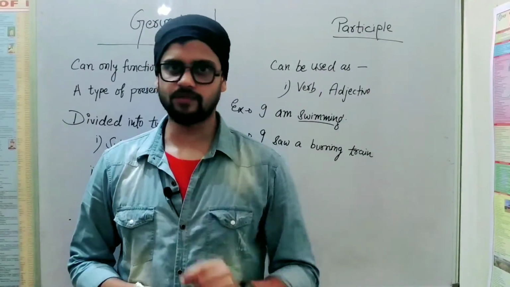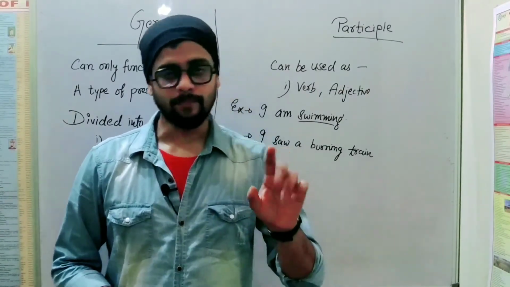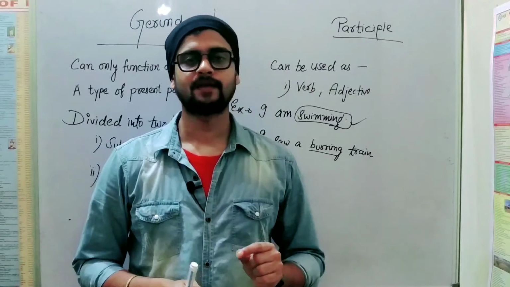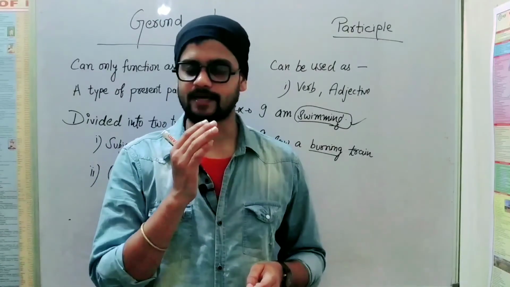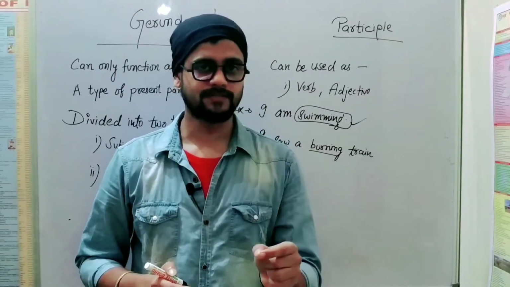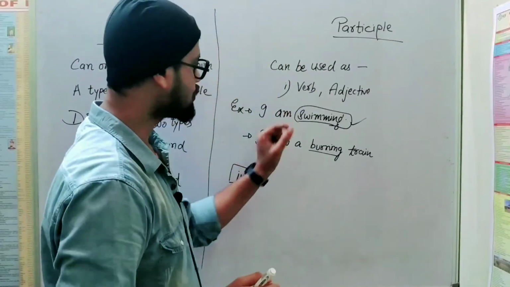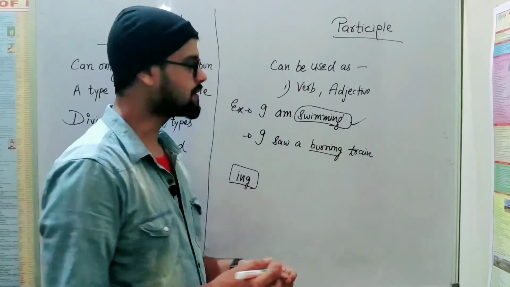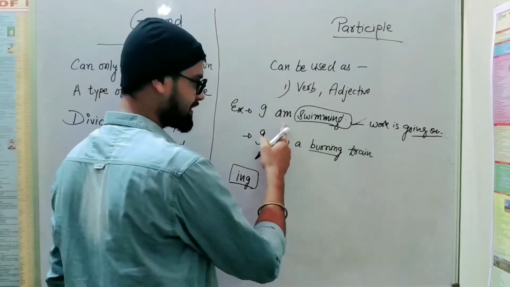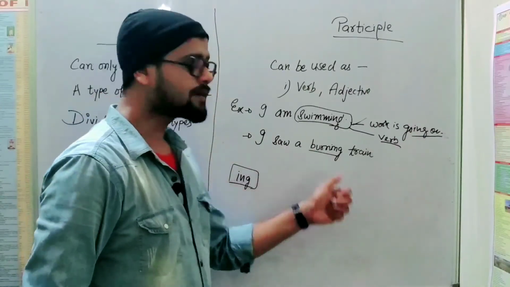Let me tell you the key features between the two. How would you identify whether this ing form is your participle or gerund? The very first thing is, if I talk about the participle form, this ends with ing and this acts as a verb, it acts as a noun, it also acts as your adverb, sometimes it acts as your adjective. I'll give you an example. I am swimming, it means your work is going on. If the subject is doing something, then you can say that this is your verb. Am I correct? I saw a burning train.